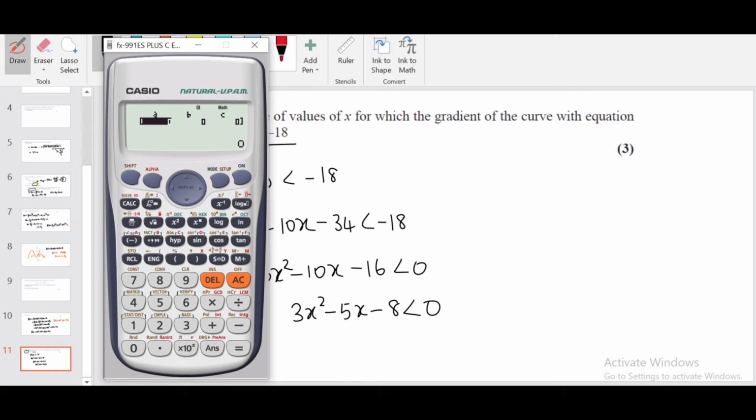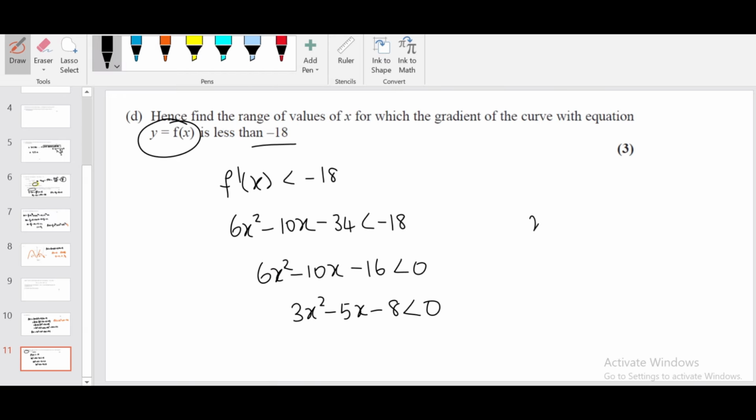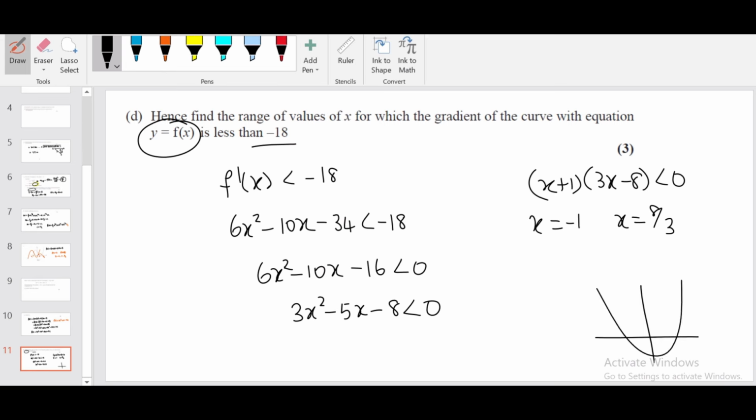You need to solve the quadratic equation first. 3, minus 5, minus 8. 8 over 3, minus 1. So I need to write this step: (x plus 1)(3x minus 8) is less than 0. So it's a quadratic inequality. If you sketch the graph, you will get this graph, with roots minus 1 and 8 over 3. When they say less than 0, they are talking about this piece of the graph. The connected piece, the solution will be minus 1 is less than x is less than 8 over 3. That's all.